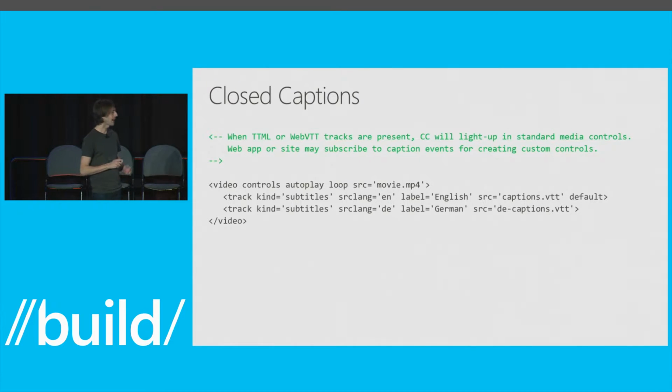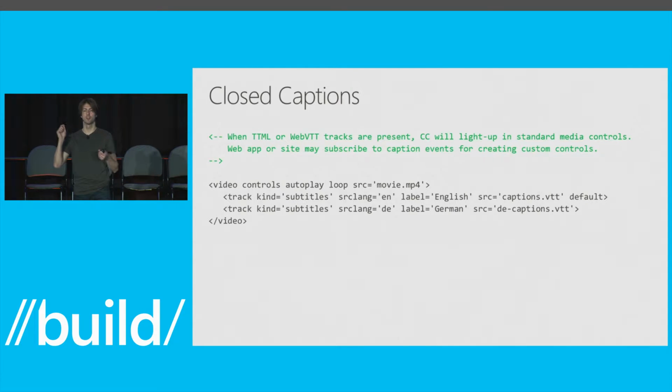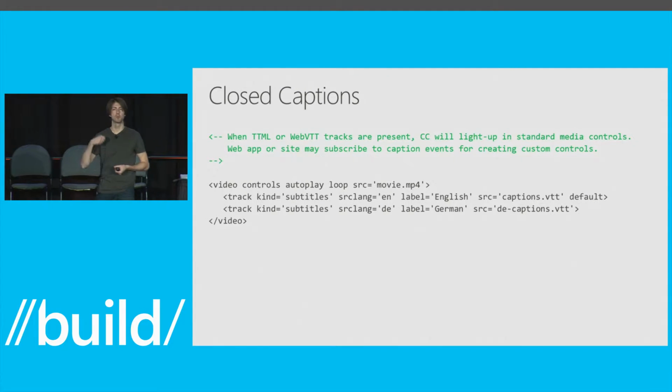You use the track element to specify the path to these particular files, which would cause, in the standard media controls, the closed caption control to light up. When you choose the closed caption control, you see a drop down with the different languages that you can choose. When it's turned on, the standard control will wire up to the playback timer and render the text that's in those files at the appropriate time.